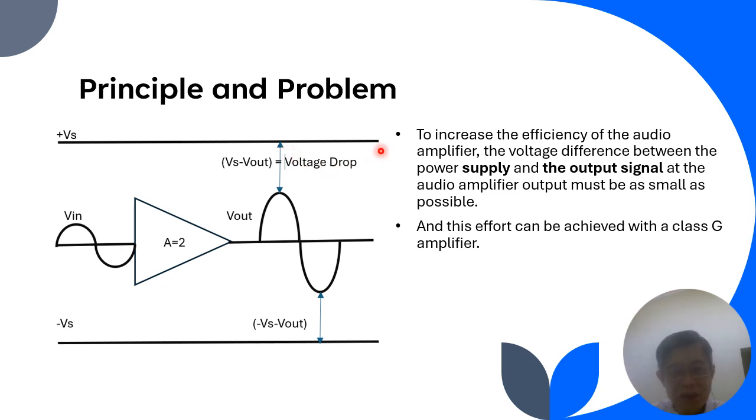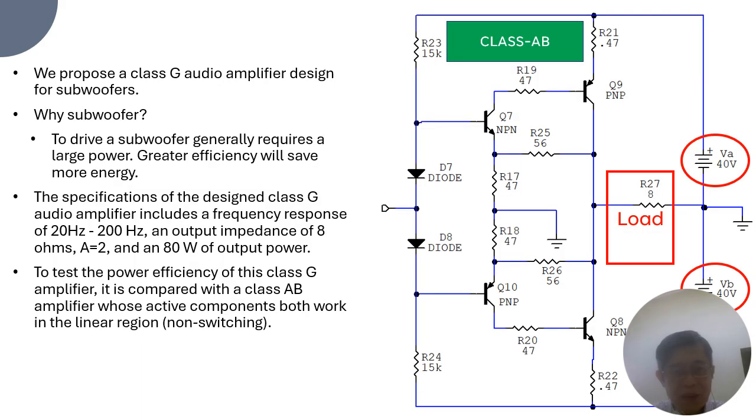Therefore, to increase the efficiency of the audio amplifier, the voltage difference between the power supply and the output signal at the audio amplifier output must be as small as possible. And this effort can be achieved with a Class G amplifier. Here we propose a Class G audio amplifier design for subwoofer. Why subwoofer? To drive a subwoofer generally requires large power. Greater efficiency will save more energy.